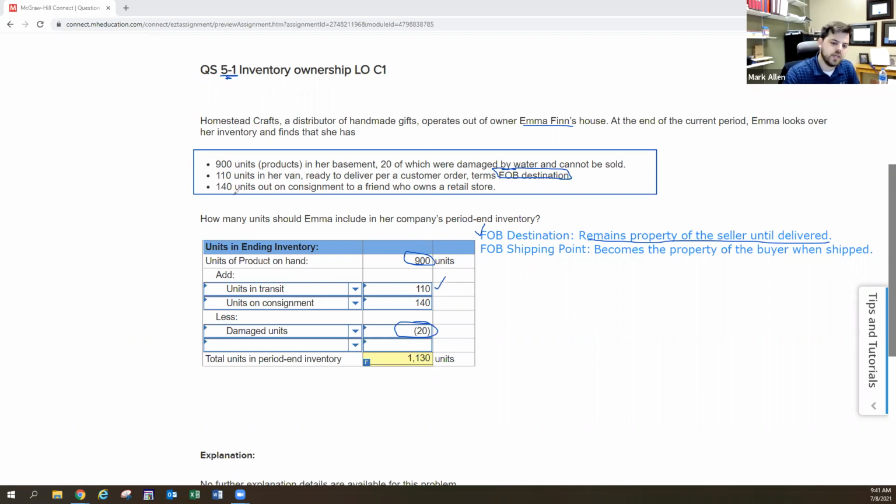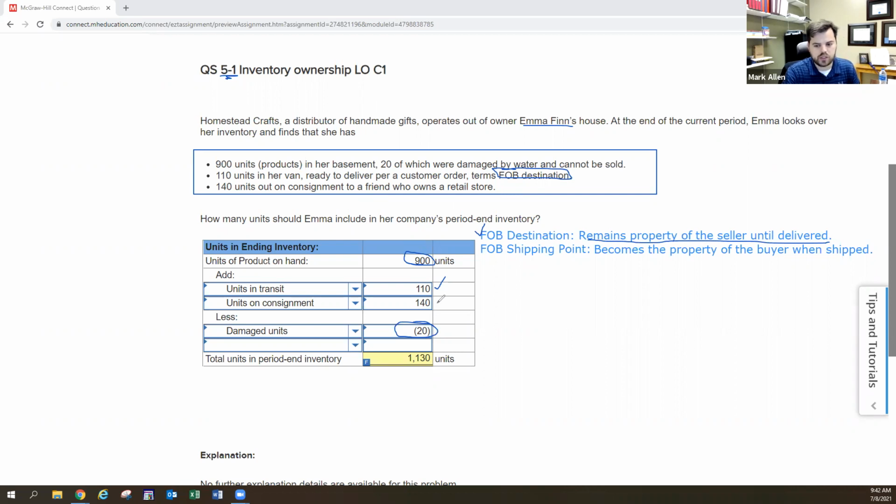And then finally, we see here, we have 140 units out on consignment to a friend who owns a retail store. So if you watched the lecture video, I went over consignment and who the parties are to a consignment transaction and how all that works in a lot of detail. I'm not going to do that again here. Certainly, if you have a question on it, feel free to come to class, ask me that question, shoot me an email. We'll work on it through that. But basically what's happening here is the consigned goods belong to whoever actually owns the goods. So whenever you deal with a consignment issue, you first ask the question, well, whose goods are these?